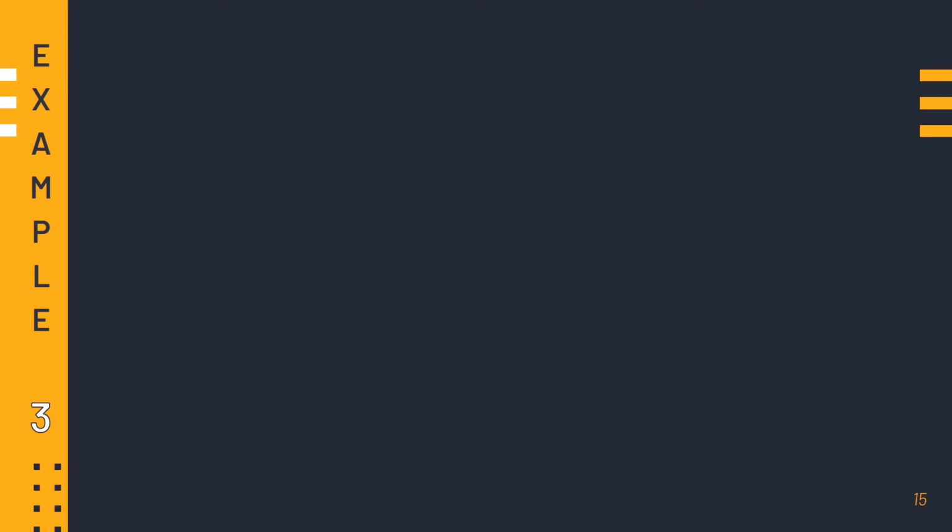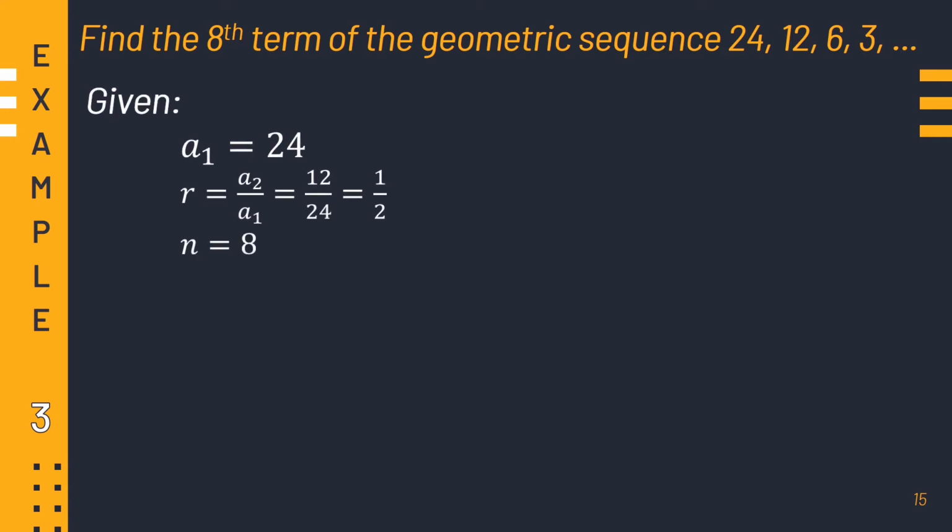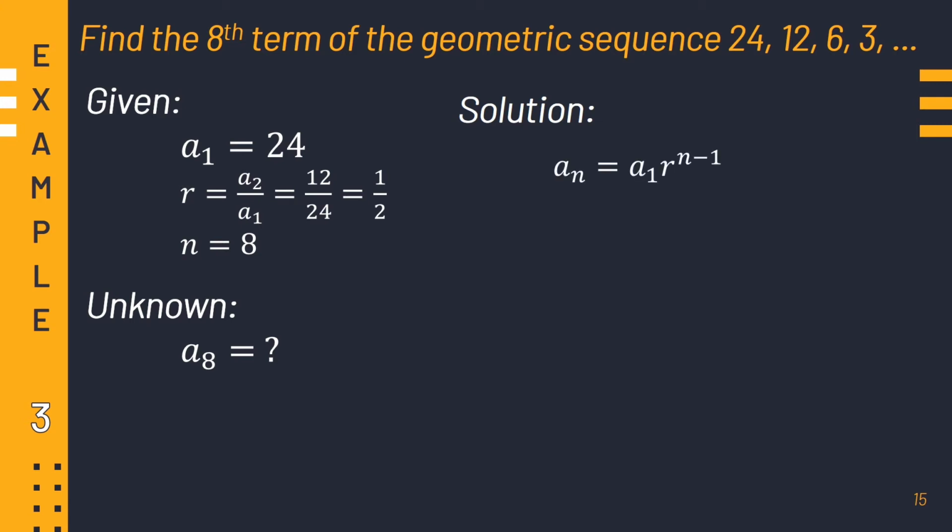Another problem we have: find the 8th term of the geometric sequence 24, 12, 6, 3, and so on. Given in the problem are the first 4 terms of the sequence, which will give us the first term, 24, and the common ratio, 1/2. The value of n is 8, since we are to get the 8th term. To solve for the unknown, we will be using the general term of the geometric sequence, which is a sub n equal to the first term times the common ratio raised to n minus 1.